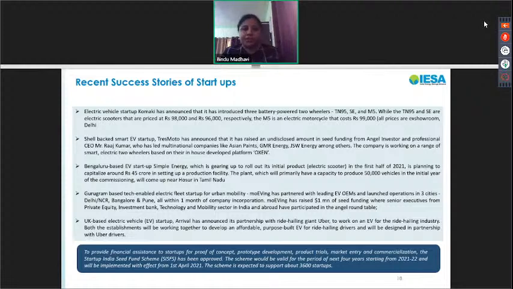So to provide much more financial assistance, there is the Startup India Seed Fund Scheme from the Department, which was approved on 1st April 2021 for, I think, around 758 crores or something.